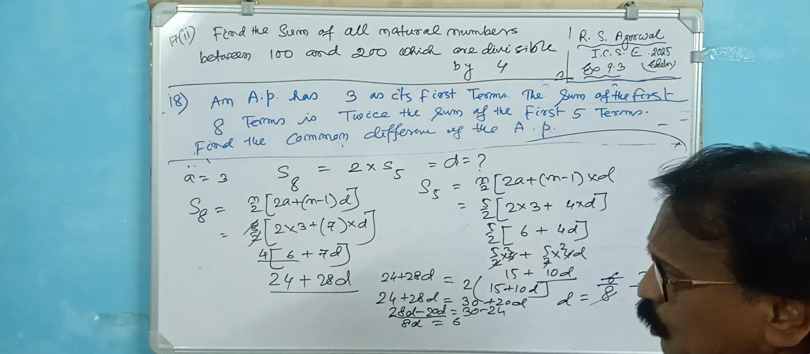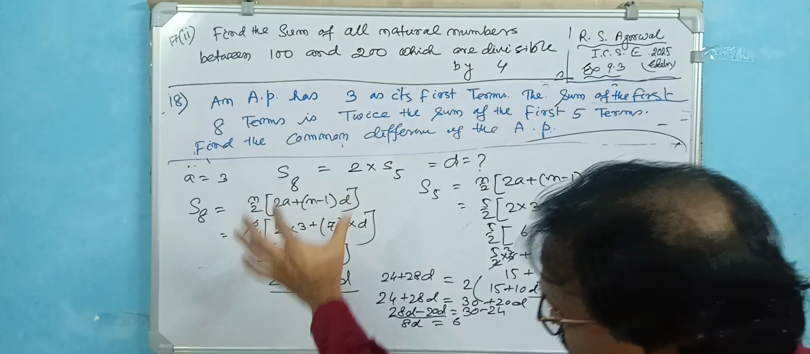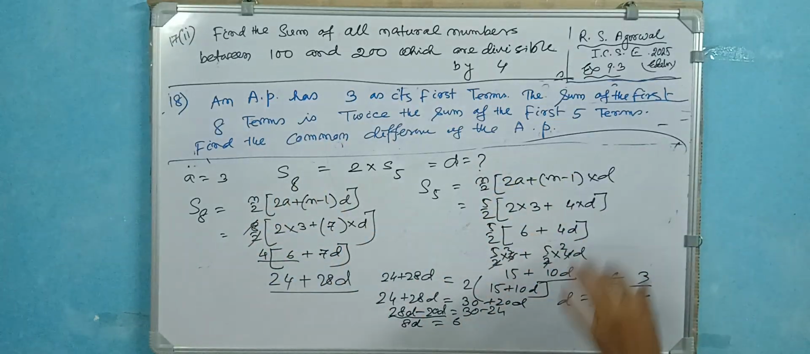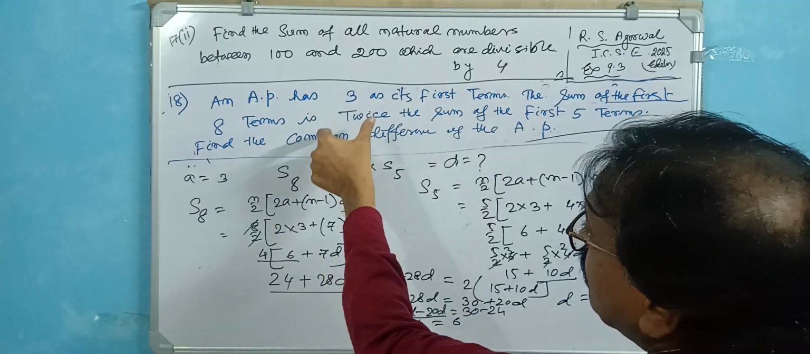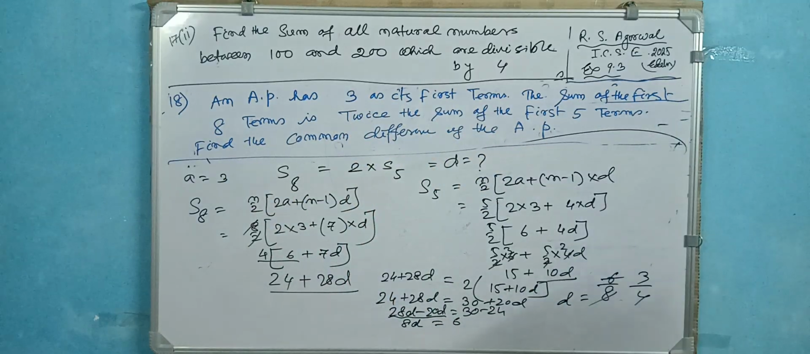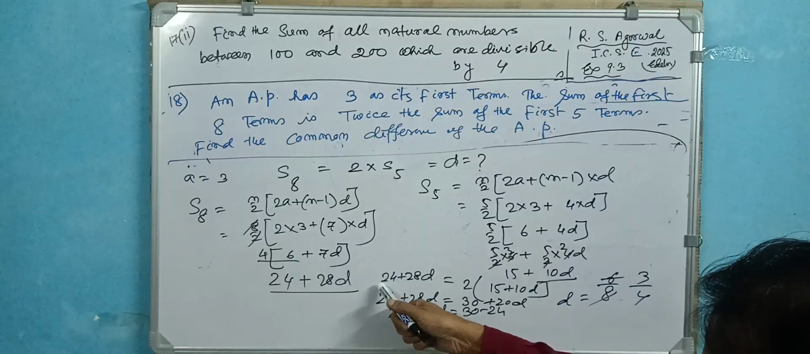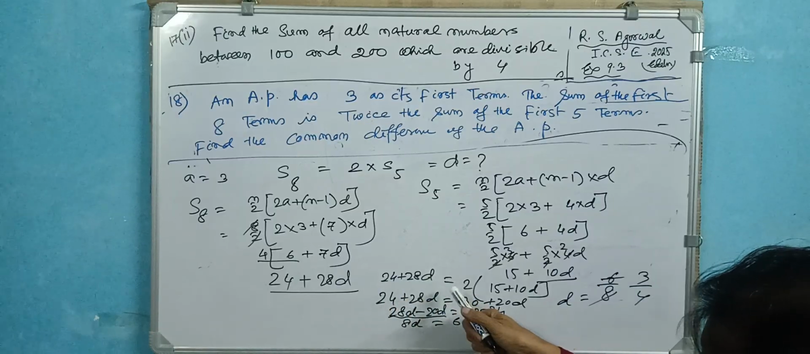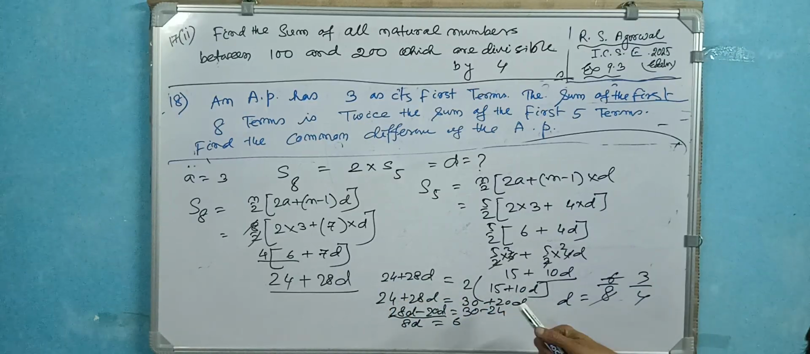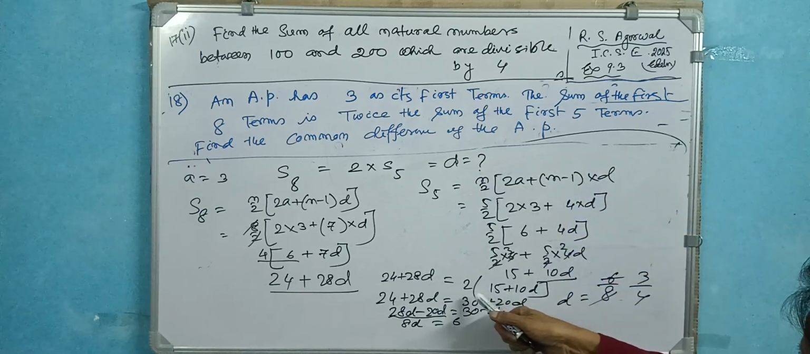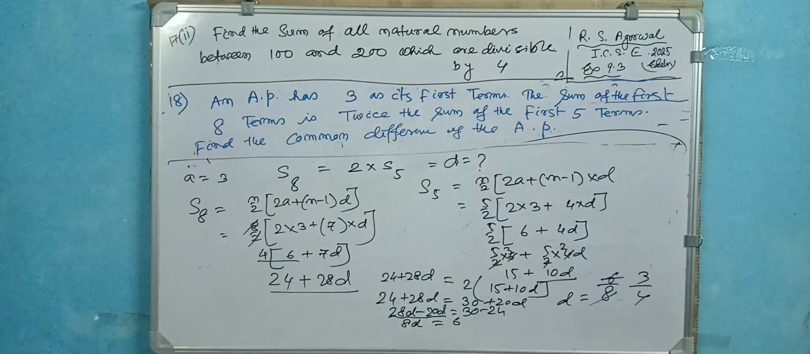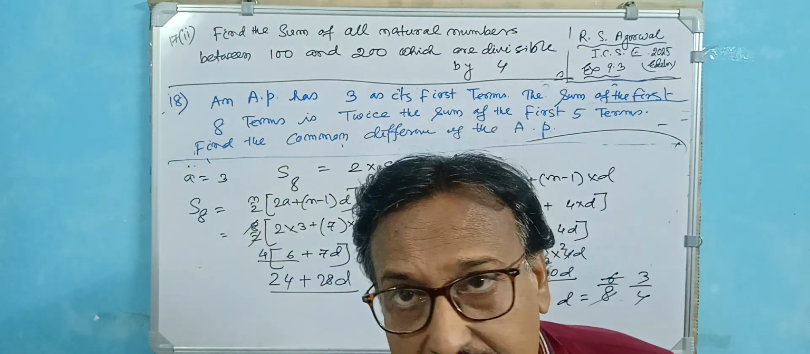From there, don't panic when you see the sum. S8's value is this. S5's value is this. What is the relation? The sum of the 8 terms is twice the sum of the first 5 terms. So the value of the first 5 terms is this, twice this, just multiply. Then you just solve it. This is an algebraic solve.